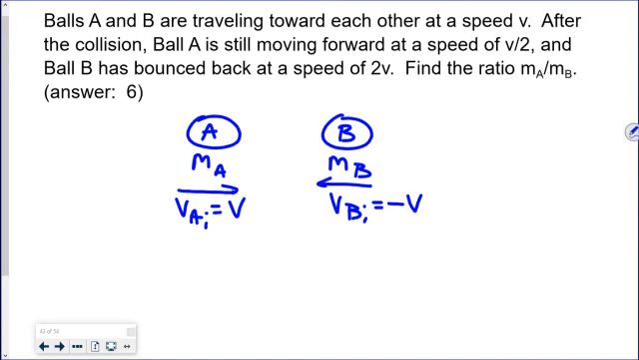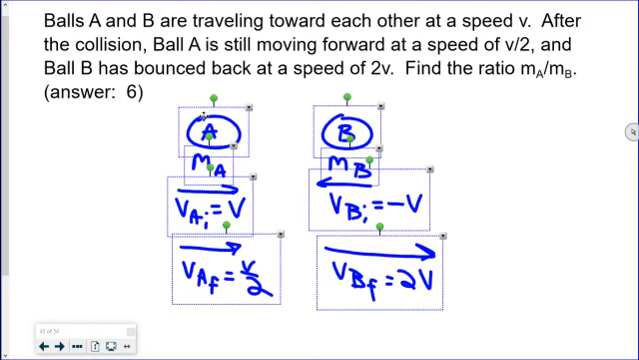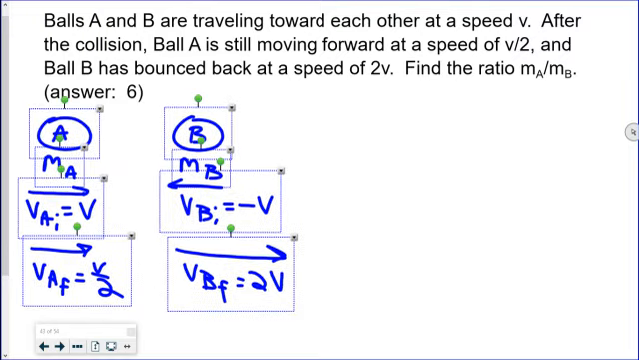Then it says after the collision, A is still moving forward at a speed of v over 2, and ball B is bounced back. But backwards for B is going to be this way. So the velocity of B final is 2v. And we're trying to find the ratio between their masses. All right, so let's move my drawing over, clear up some space.